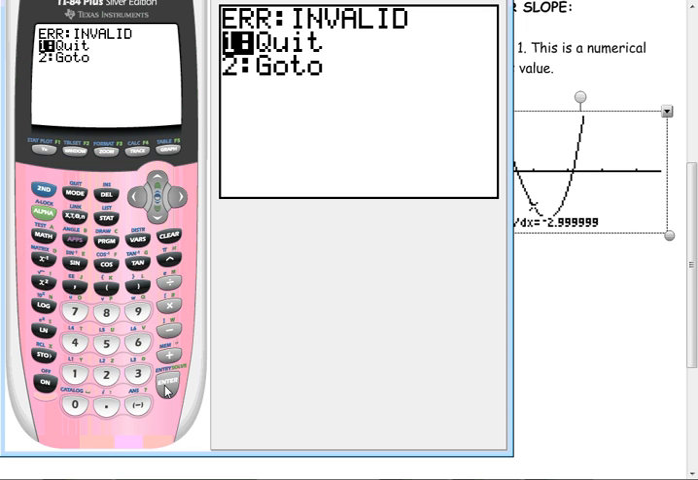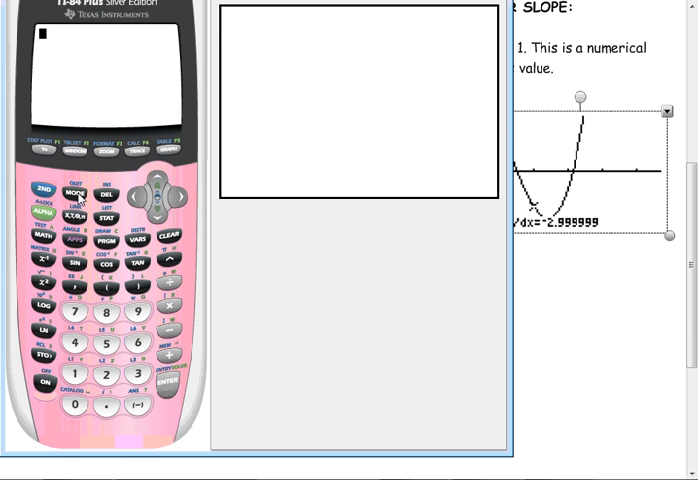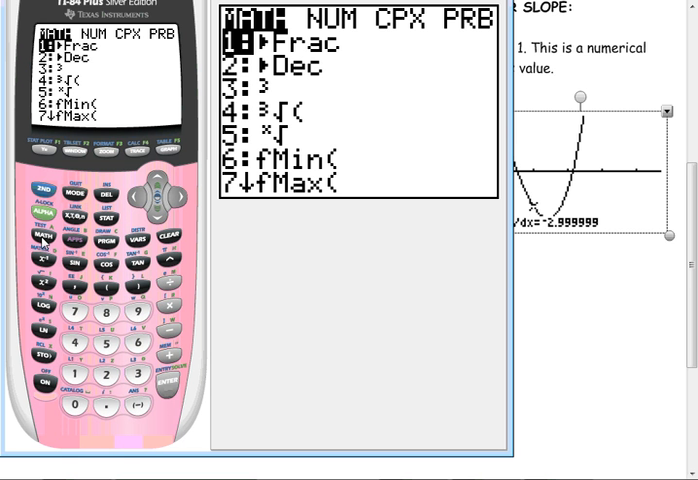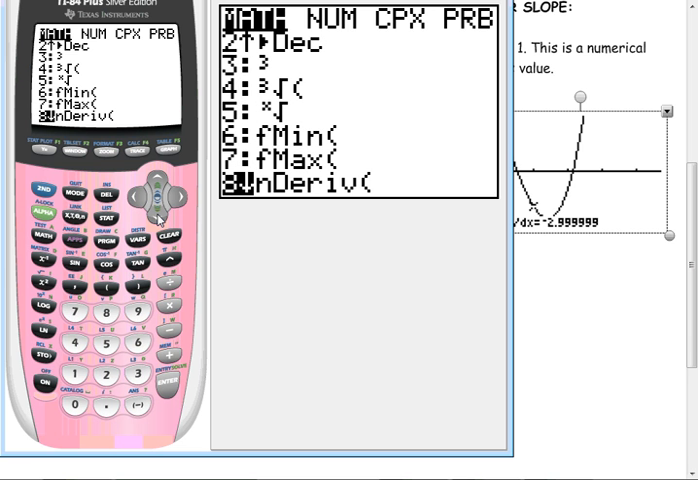I don't want to do that. That's too much work. So there's a better way to do it. So second quit, and it's under math. And we're going to go down to nDerive. Now I'm going to give you pretty print first because that's where I'm set.